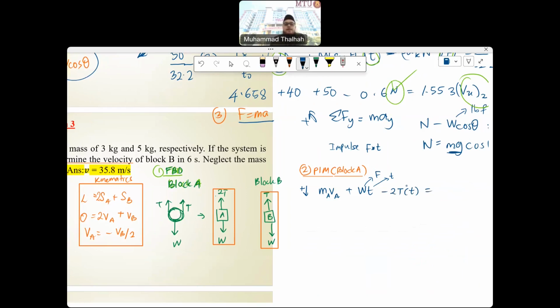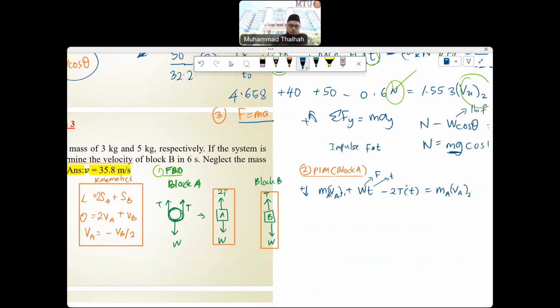Now we're going to have that equal to the mass of block A times the velocity of block A at time 2. At time 1, we have V sub A sub 1. So that's how you set up your principle of impulse and momentum equation. The rest of it is easy. The rest of it is just plug and chug, right? So put in all the values and you will find the answer.